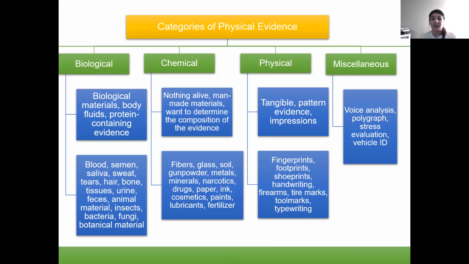Physical, tangible pattern evidence, so like patterns and impressions. Could be fingerprints, footprints, shoe prints, handwriting, firearms, tire marks, tool marks, and typewriting. And miscellaneous ones would be, for example, voice analysis. They do voice analysis now, which is a little controversial. Polygraphs, which have been proven to be fakeable. Stress evaluation, or vehicle ID number.